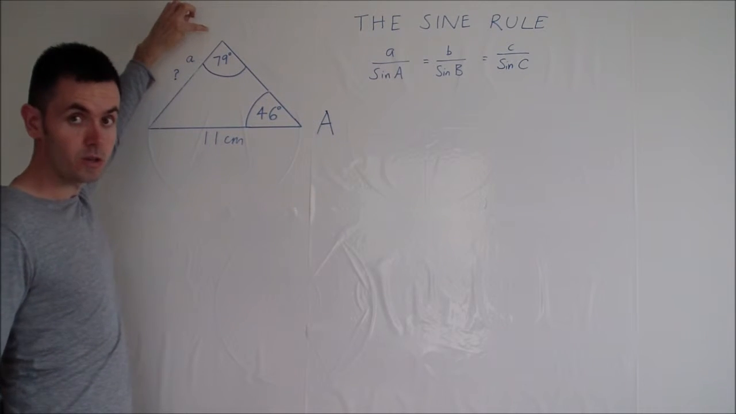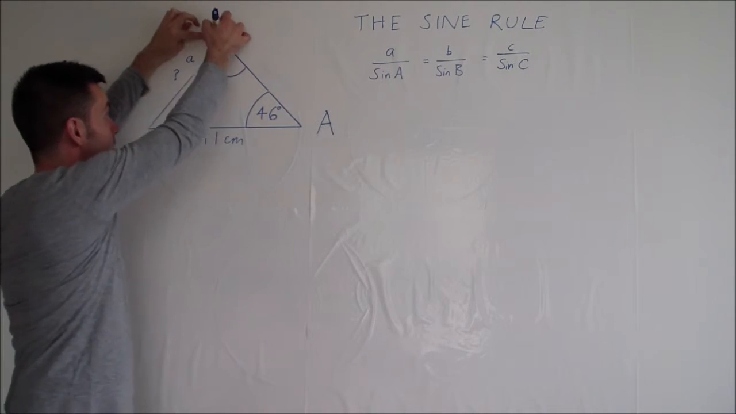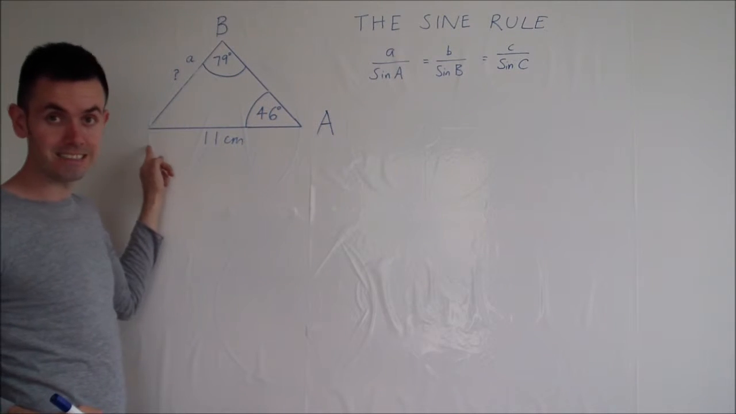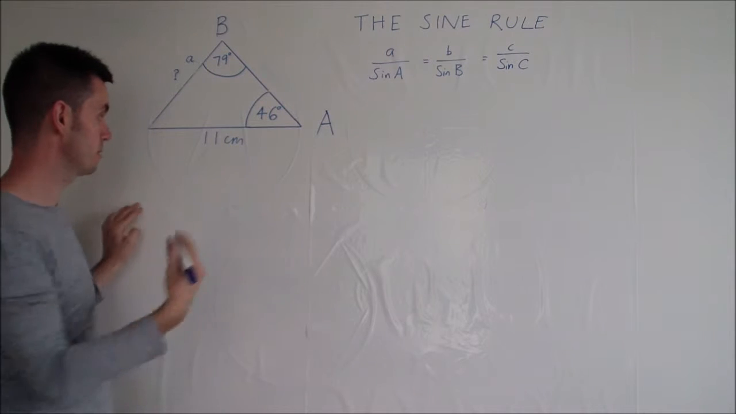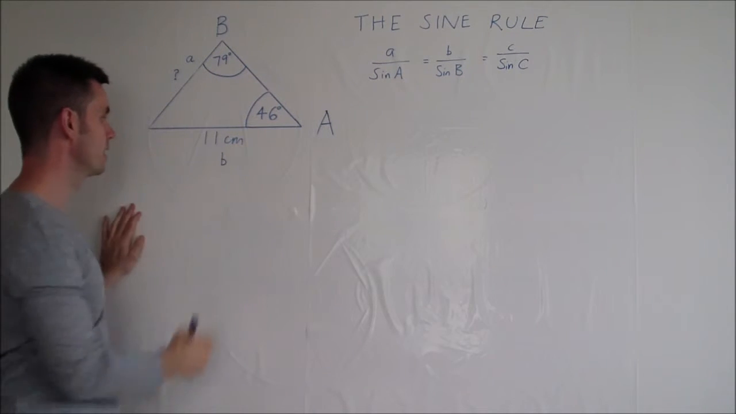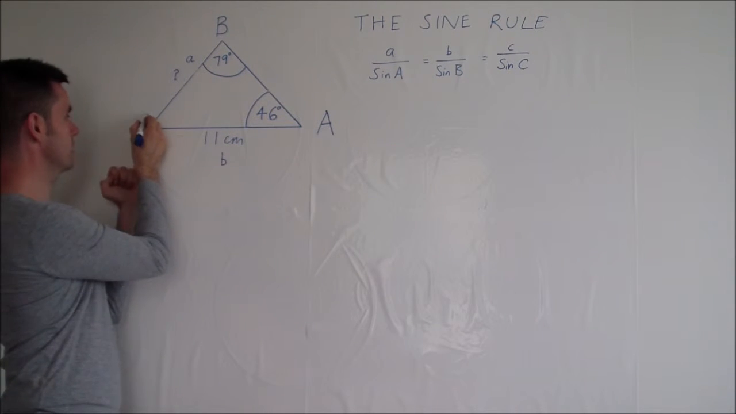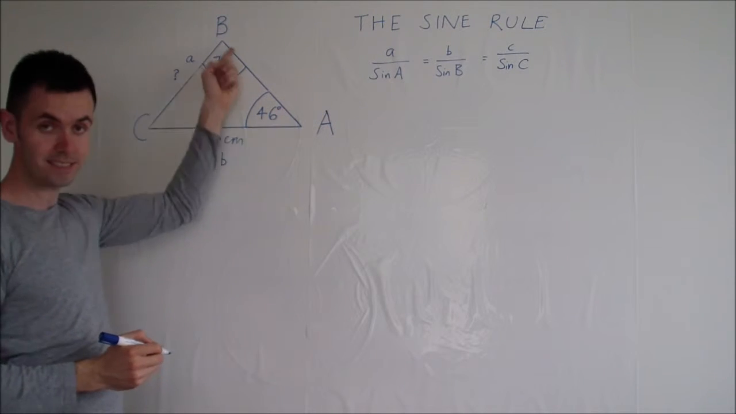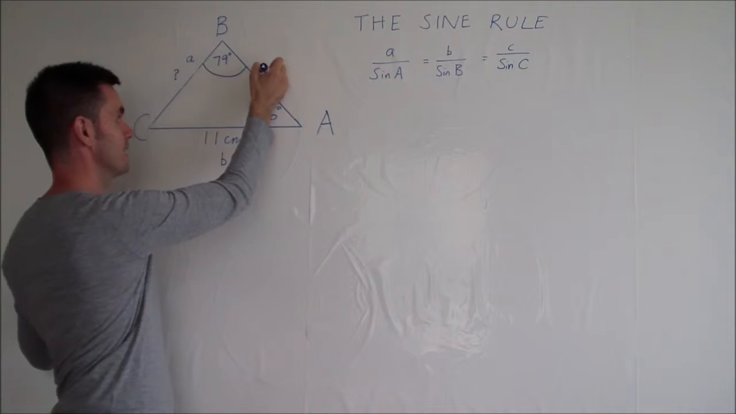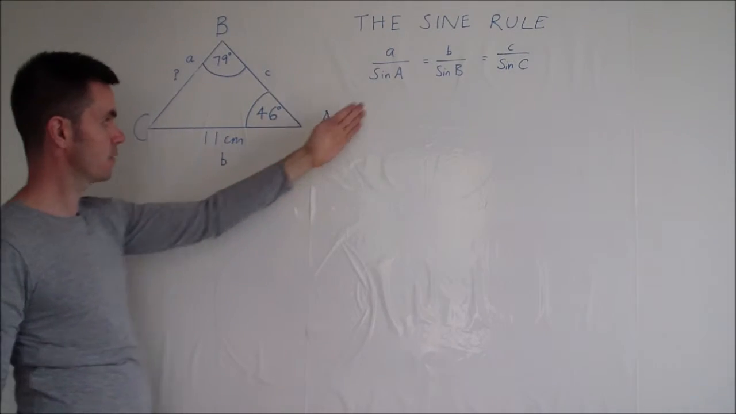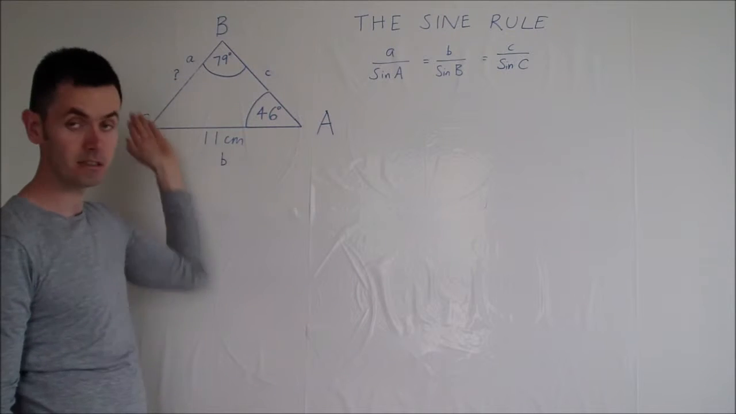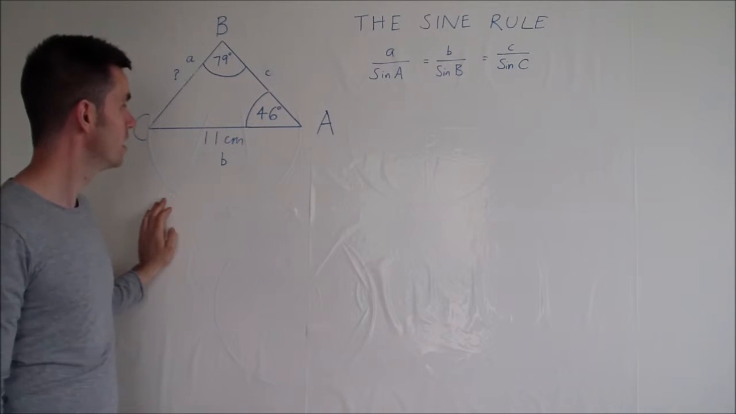So I'm going to choose to call this angle angle B, and then therefore this side, which is opposite this angle, becomes lowercase b. And the last one, this angle must be C, capital C, because it's an angle, and therefore this side, opposite the angle, becomes little c. And so this sine rule now describes the relationship between these angles and these sides.